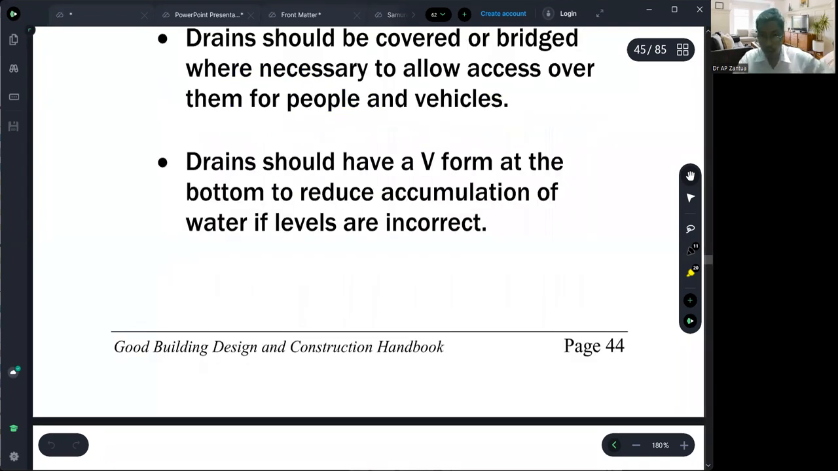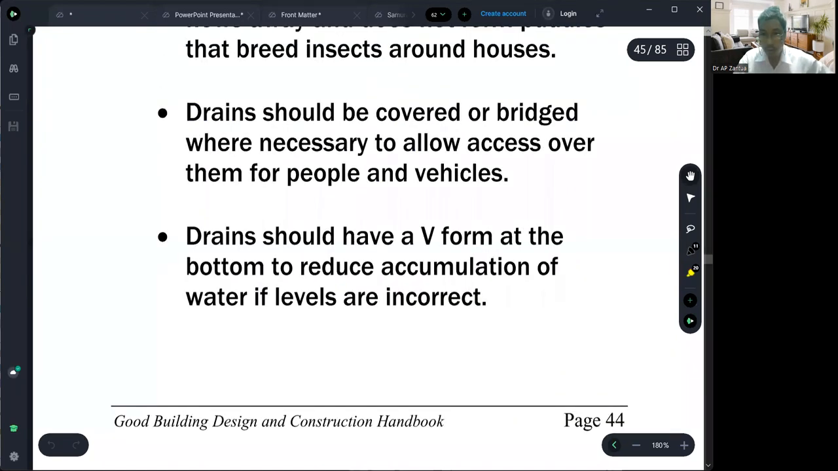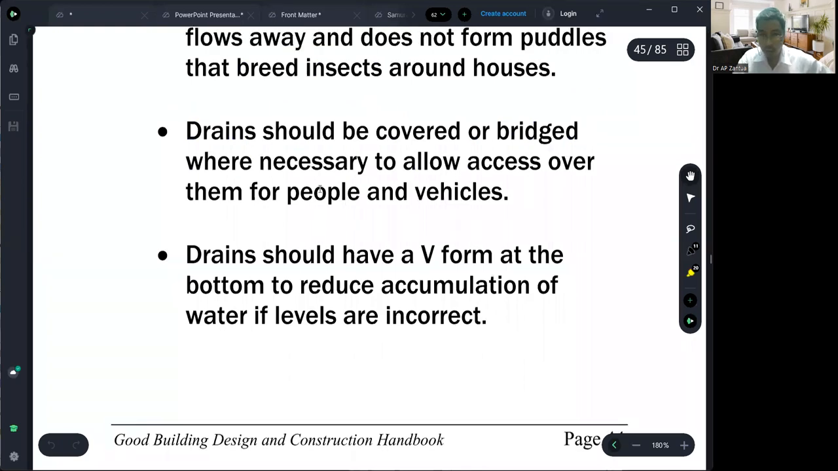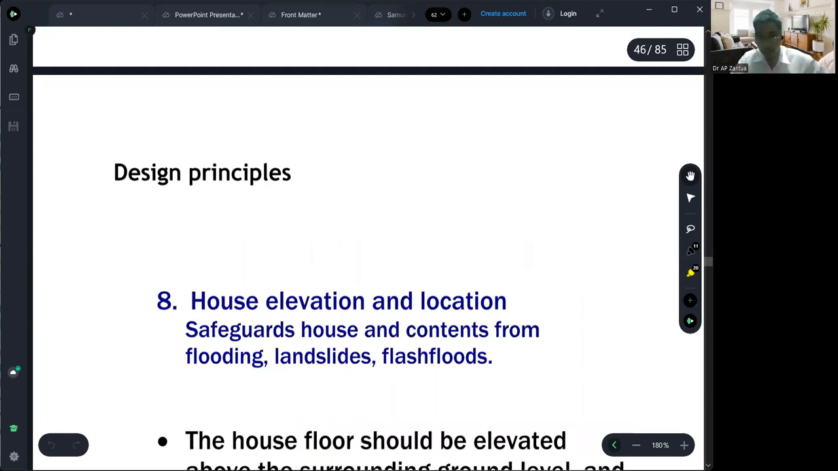Okay. So what else? Drains should be covered or bridged where necessary to allow access over them for people and vehicles. So for drainage, we can have a bridge or concreting on top of that, so that we can move over those drainage properly and easily. Drains should have a V form at the bottom to reduce accumulation of water if levels are incorrect. Okay, so those are simple principles for drainage.